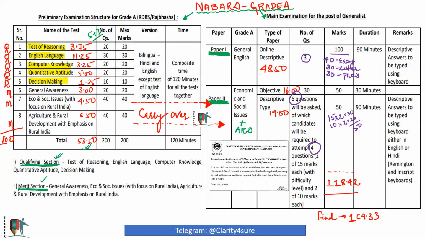So the cutoff for the English last year was 48.50, because the English paper was strictly checked. Highest was around 65 or 66. So the cutoff was very low for the English.